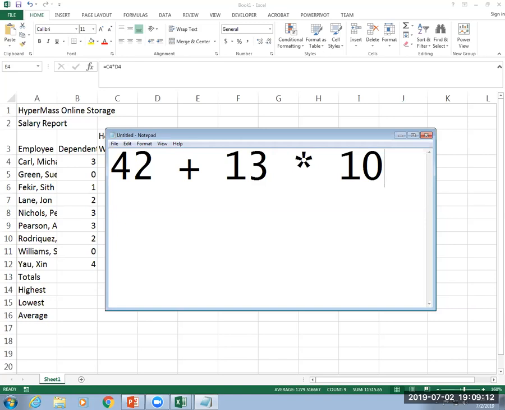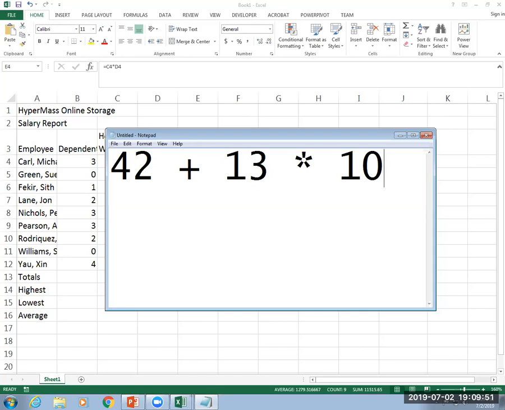So what you might think you would do is add together 42 and 13 and you get 55. And then you multiply 55 by 10 and you get 550. And so you say the answer is 550. And you would be wrong, because the actual answer is 172. Why is the answer 172, you ask? Because of the order of operations.